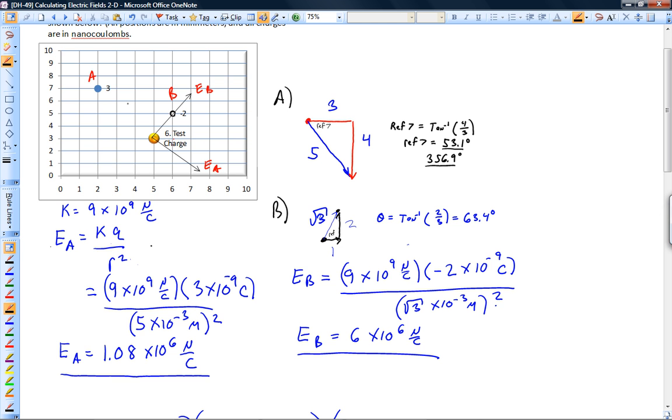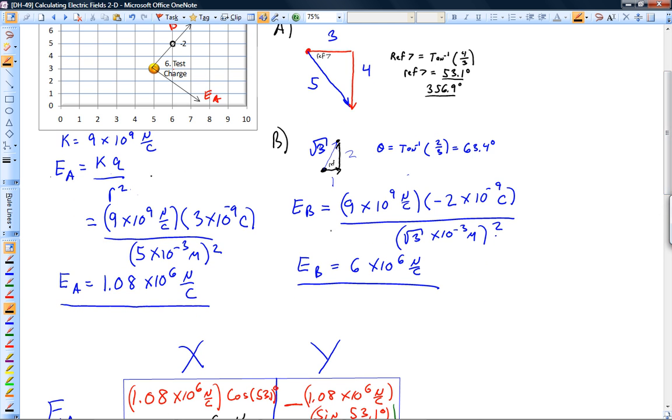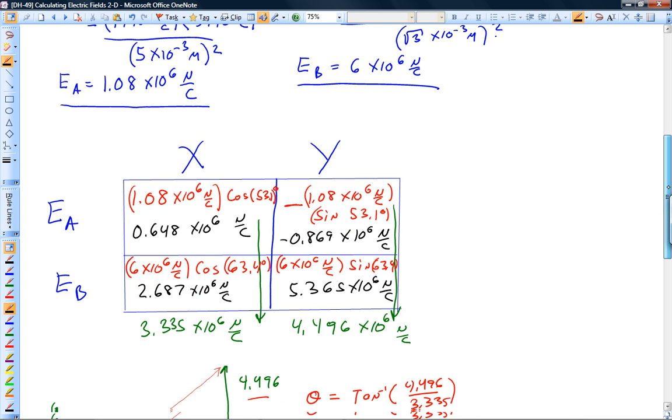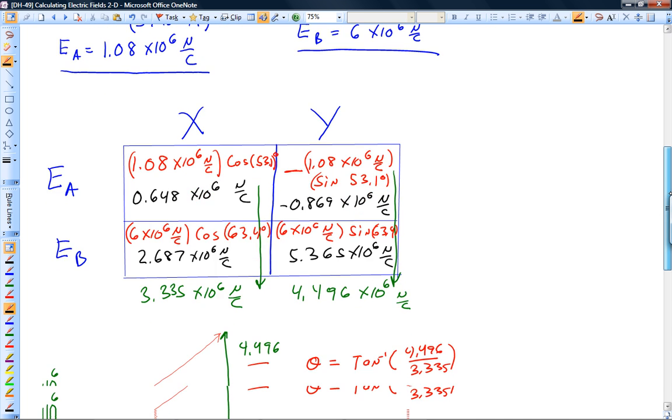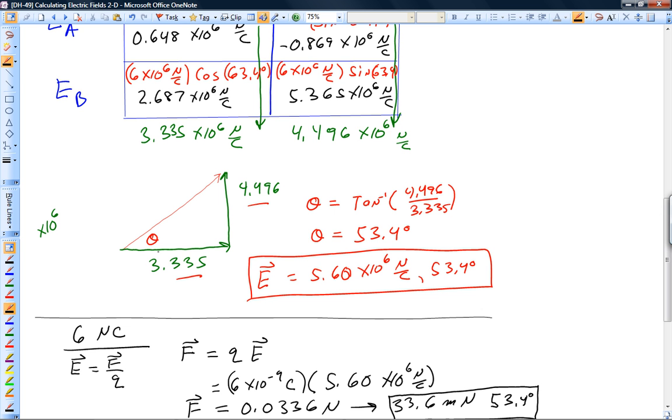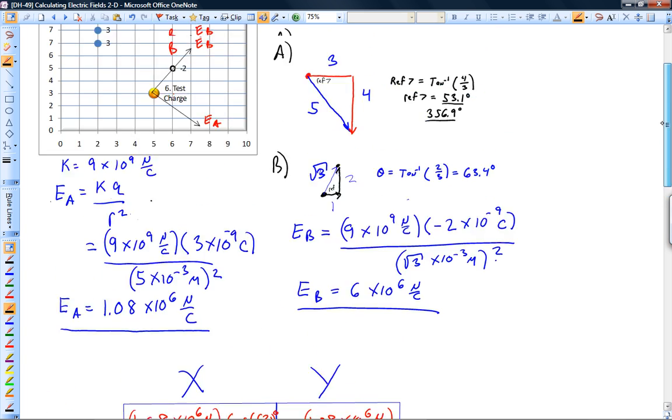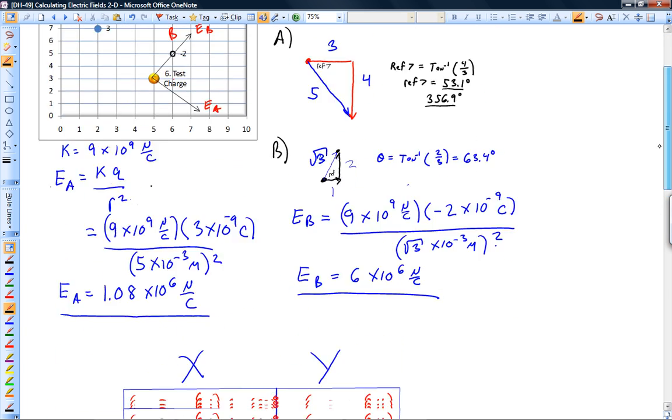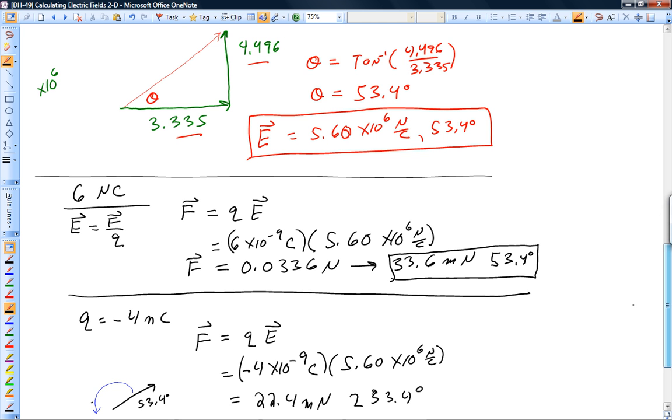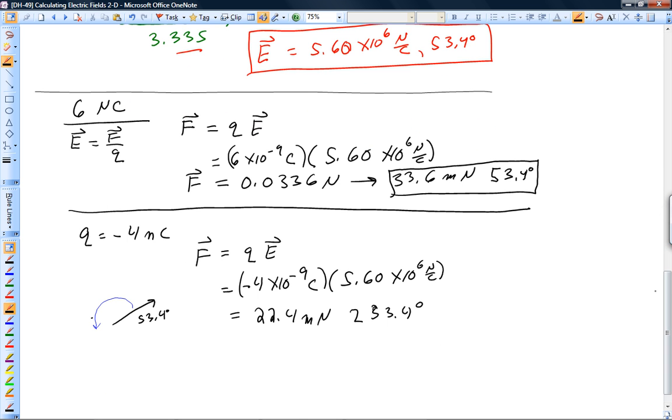We determined the direction using a little trig. We then calculated the electric field for each charge separately. We got the x and y components of each electric field contribution. We added those components separately and used those components to get the direction and the magnitude of the total electric field. Once we had that, we then showed for 2 different charges that we placed there, one a positive test charge of 6 nanocoulombs, one a negative test charge of -4 nanocoulombs, what the magnitude and the direction of the force would be.